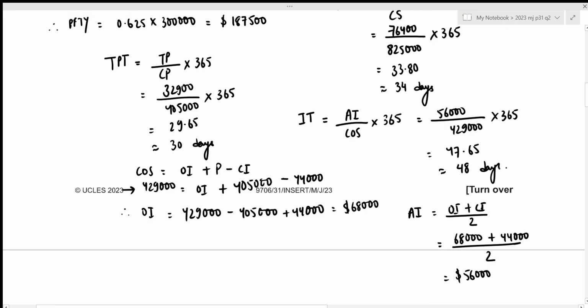So we have our trade receivables turnover to be 34 days, trade payables turnover to be 30 days, and inventory turnover to be 48 days. Let's write it down.